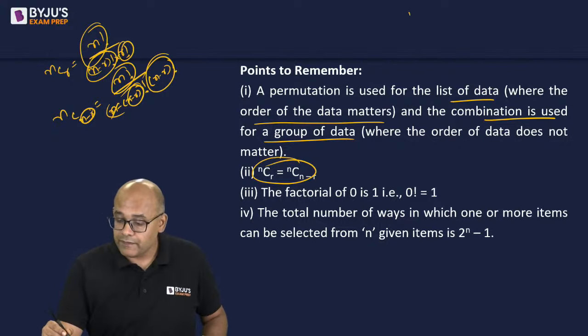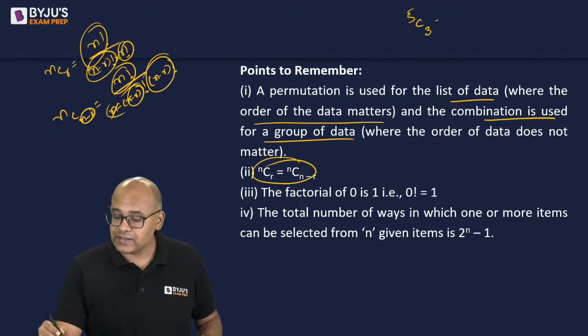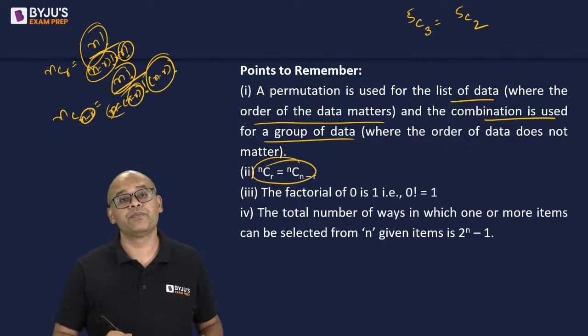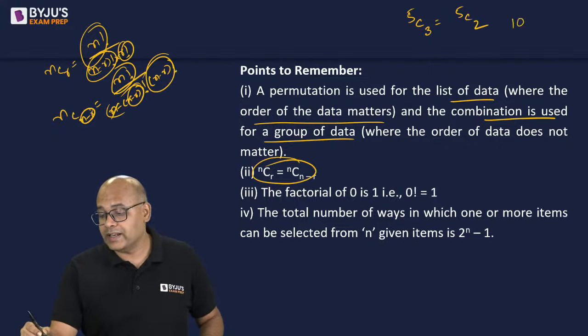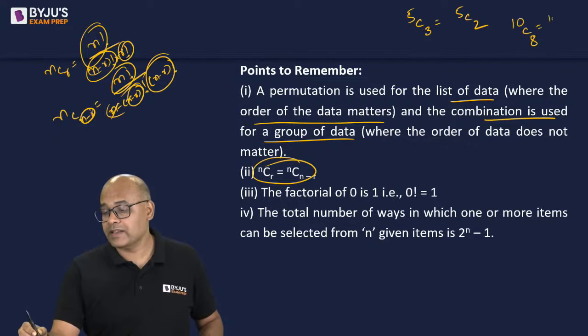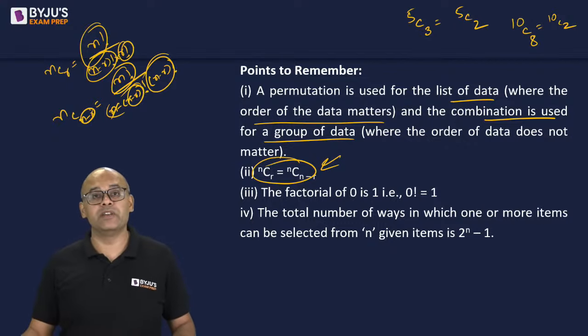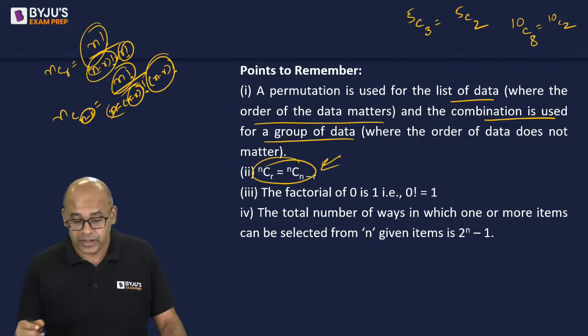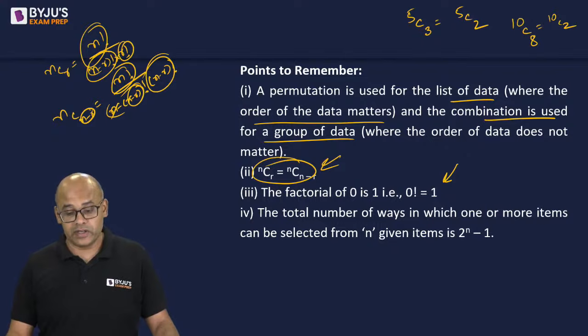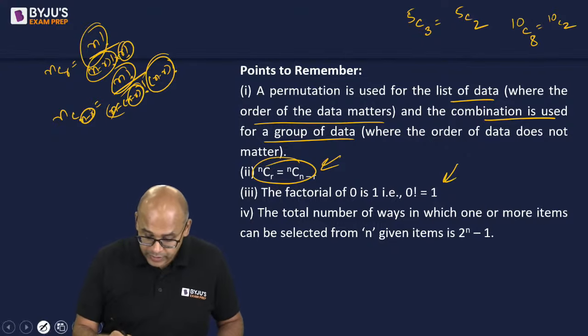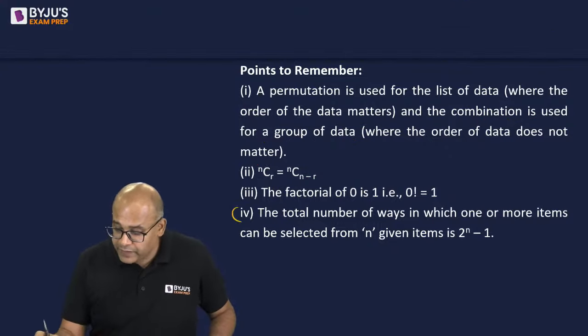Which means 5C3 is the same as 5C2 because 3 is 5 minus 2. So if I ask you what is 10C8, it is the same as 10C2. So this is one of the simple neat formulae that you will have to remember. This we already saw. 0 factorial is 1. Now, this is a formula which we will use.